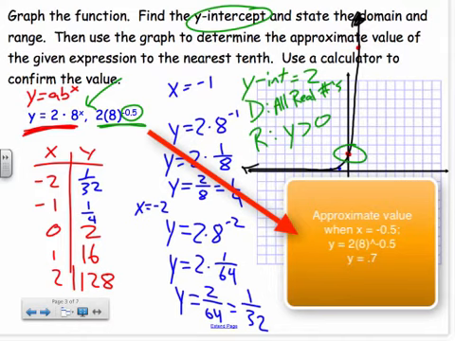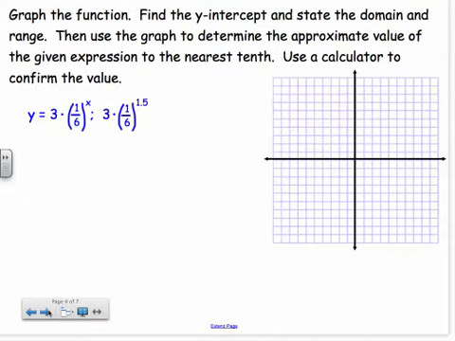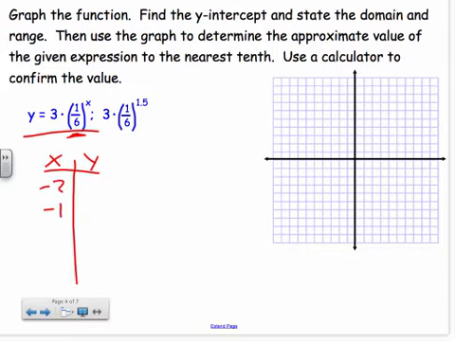Okay, so just make your table. Same thing, even if I have a fraction in there, 1/6 to the x power. I make an xy table, pick -2, -1, 0, 1, and 2. All right, I plug in when x is 0. So y equals 3 times, well, anything to the 0 power is just 1. I'm going to simplify this pretty quick.